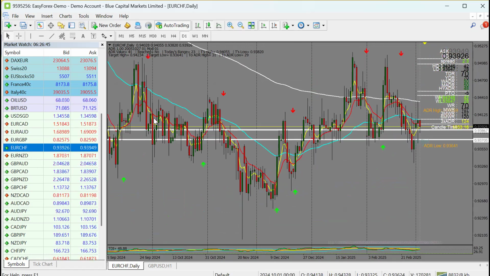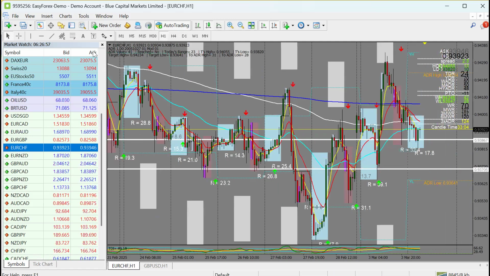Another pair we can check is Euro CHF. On Euro CHF, we're expecting to see some sort of bigger pullbacks, but we saw the market being held by that 50 EMA, so nothing much on the CHF pairs. We have been seeing that the CHF pairs have been consolidating. So one of the pairs we can avoid for now is the CHF pairs because they have been consolidating.